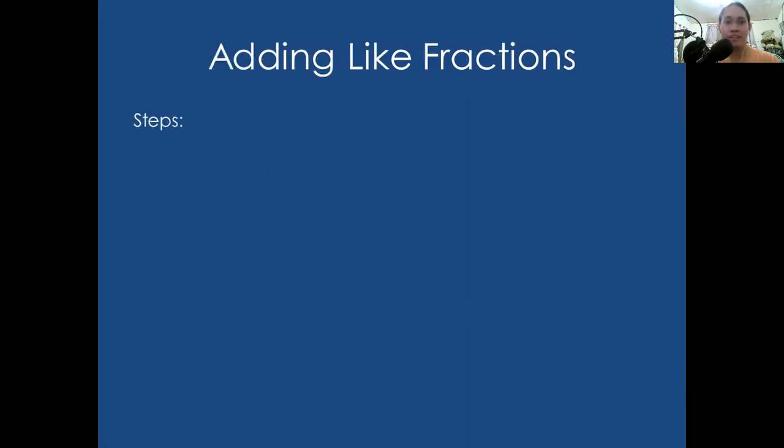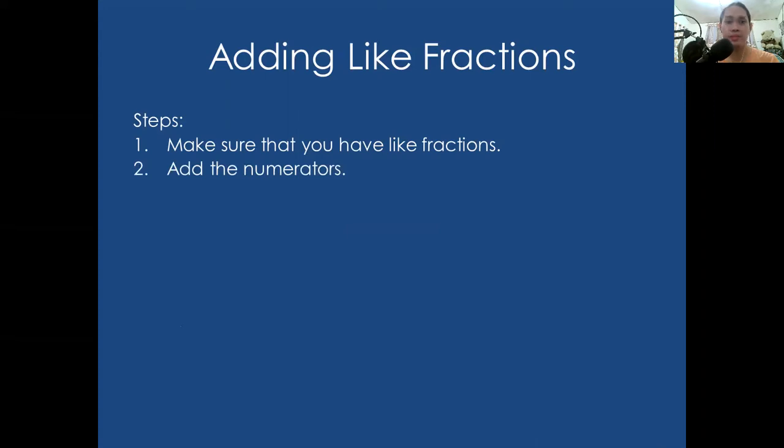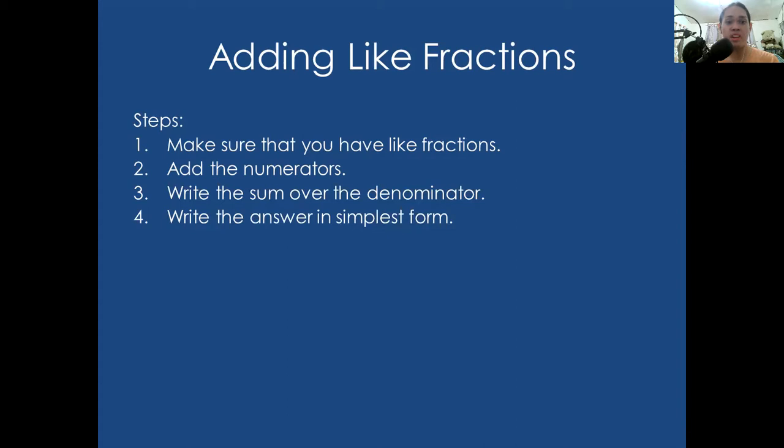So adding like fractions, as you can see, we have the steps. First, make sure that you have like fractions. Again, make sure that you have similar or like fractions. If you don't, then you cannot add nor subtract them. Step 2, add the numerators. All you have to do is add the numerators of the like fractions. Step 3, write the sum over the denominator. And step 4, write the answer in simplest form.